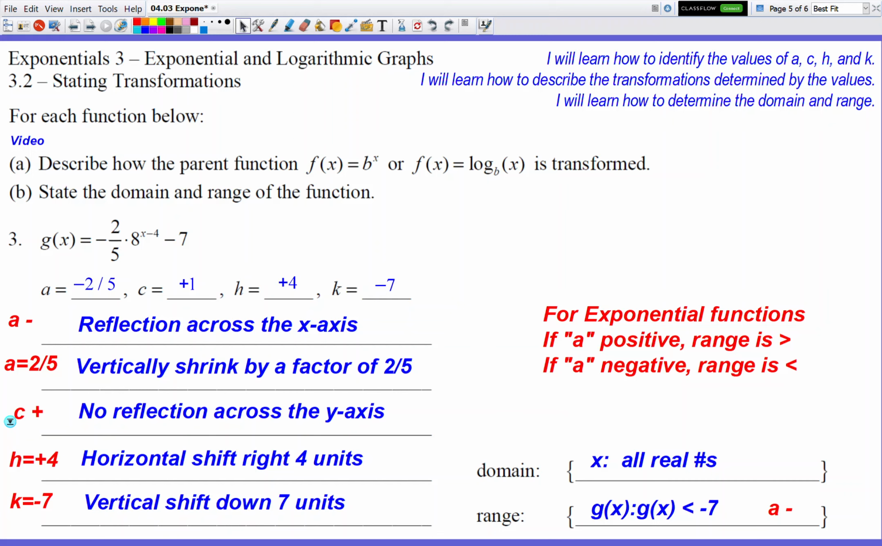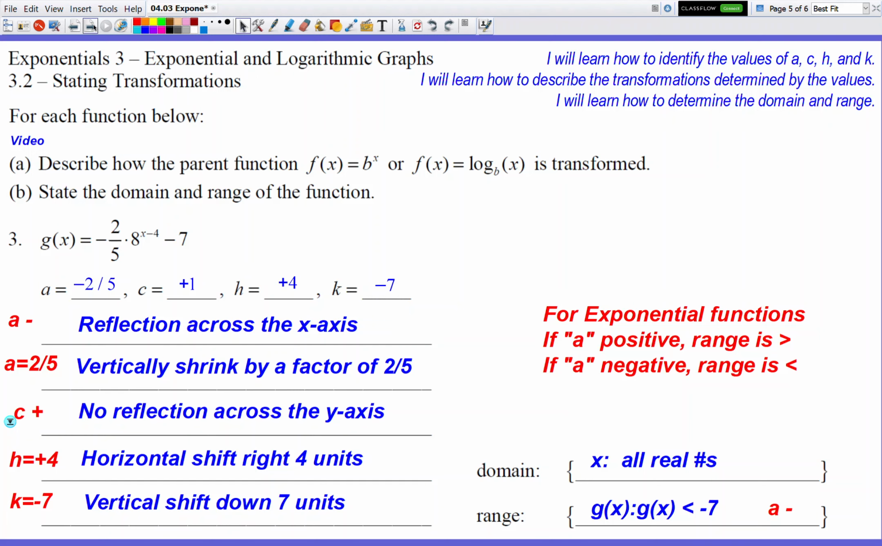Okay? And because this is an exponential function, domain is all real numbers. Range is going to be based off of your a value, and the a value this time is negative, so therefore we're going to put less than. So range is less than, right? So g of x less than your k value of negative 7, and there's your range. All right? So please make sure on your domain and range, you actually ask yourself, what kind of function is this? And based on that, you can do the right steps for domain and range.